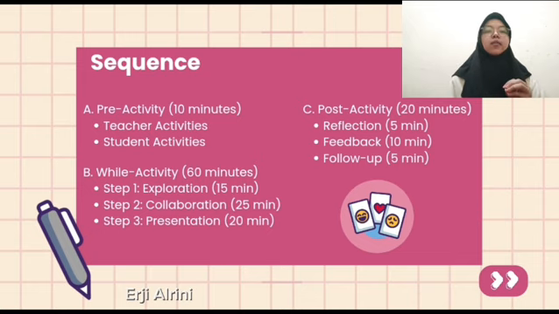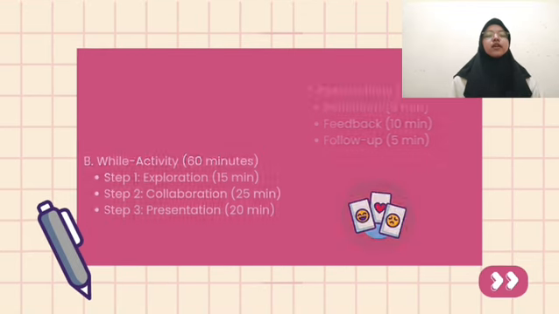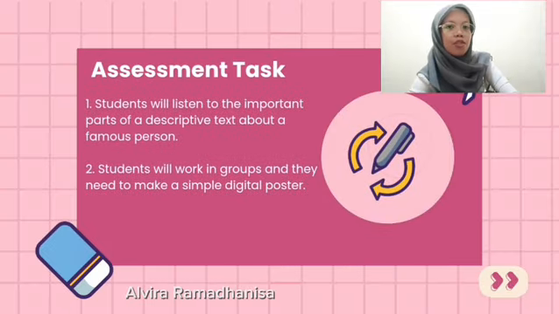And step 3 is presentation, 20 minutes. Each group presents their poster to the class, 2 to 3 minutes per group, and the other students give short comments or questions. And the last activity is post-activity, 20 minutes. For the first, reflection, 5 minutes, the teacher asks what makes a good description and what words help you make your writing interesting, and the students share their opinions, and the teacher gives feedback at the end of the class for improvement of the course.